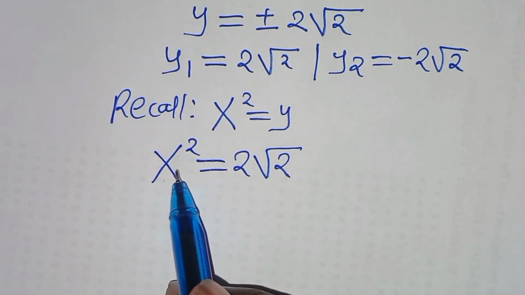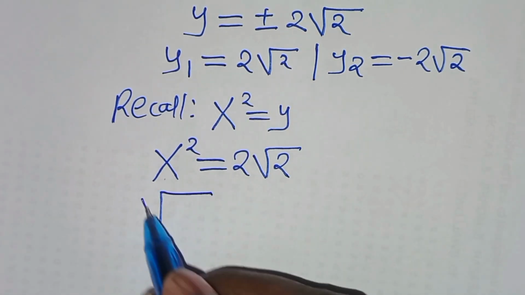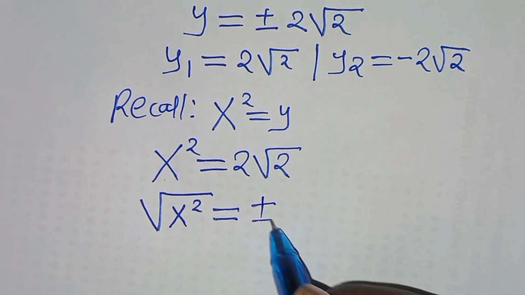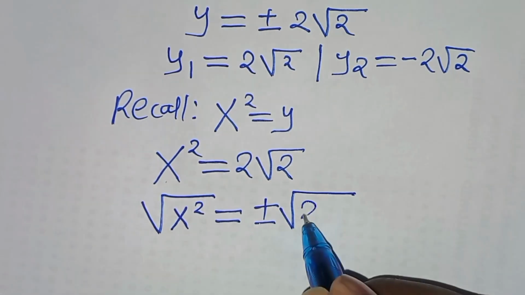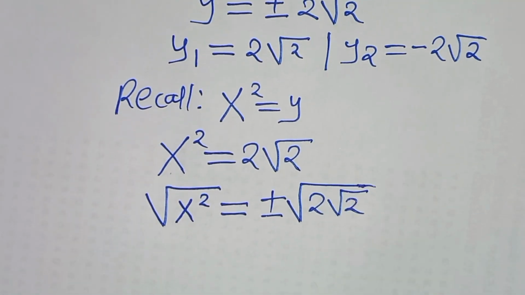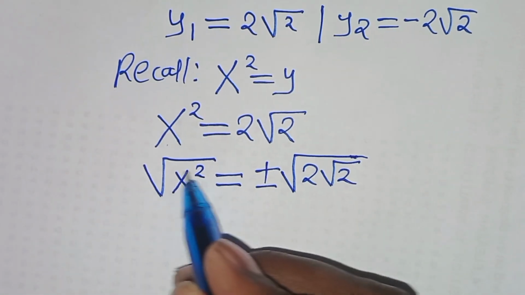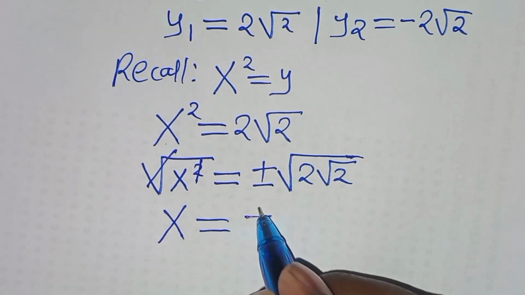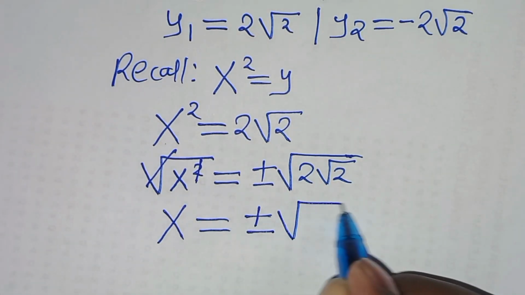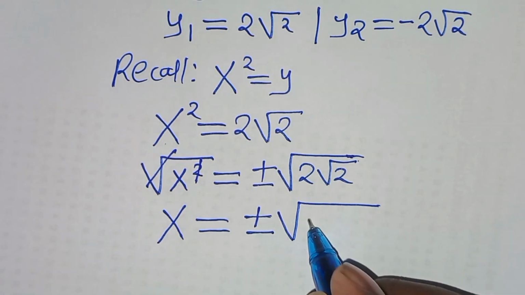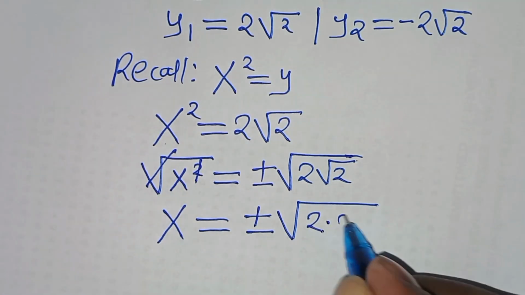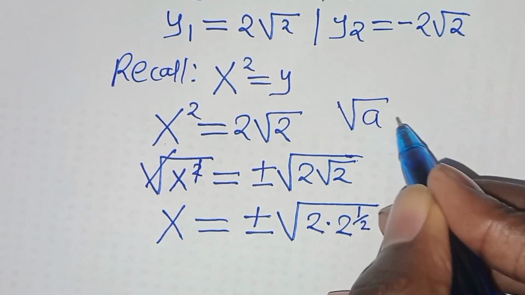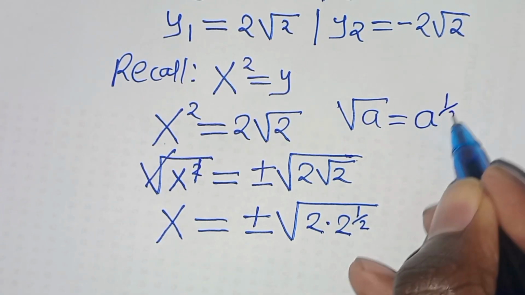Now, to calculate the value of x here, we take the square root on both sides. We have the square root of x squared, which is equal to plus or minus the square root of 2 square root of 2. So let's eliminate the square root sign here so that x is equal to plus or minus the square root of 2 square root of 2, which you can express as 2 multiplied by 2 raised to power half. Remember, if you have the square root of a, this is the same thing as a raised to power half.